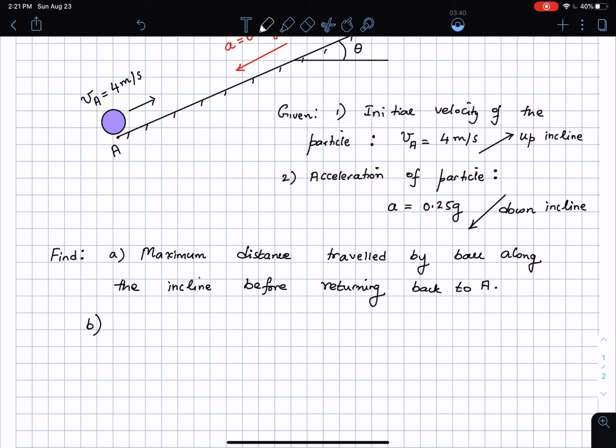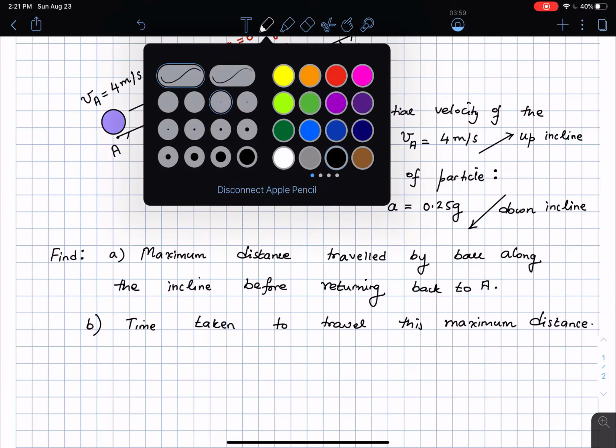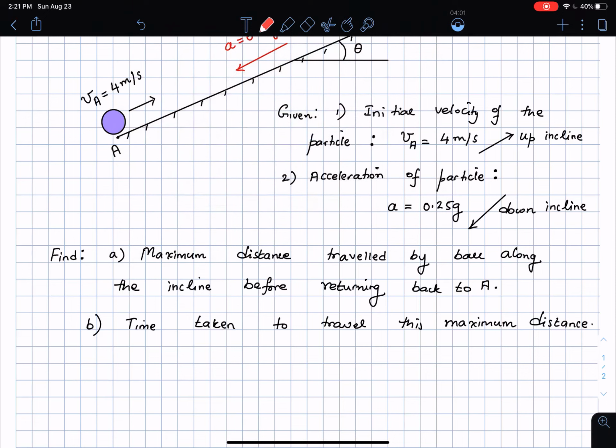And the other thing is we also need to find the time taken by the ball to travel this maximum distance. All right, so these are the things that are given to us, and I just want to underline the things that are given and the things that we need to find.